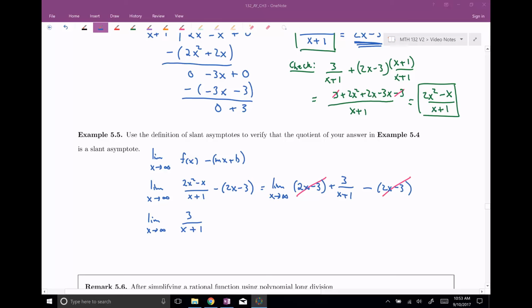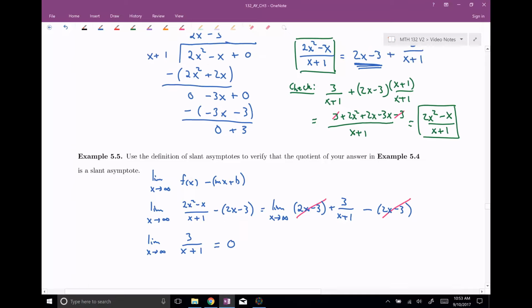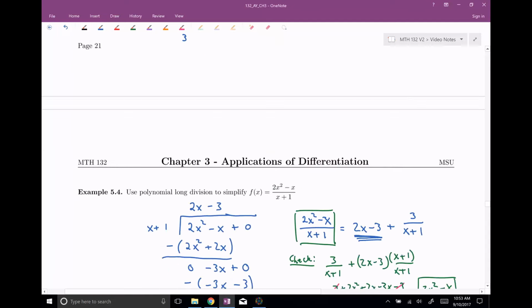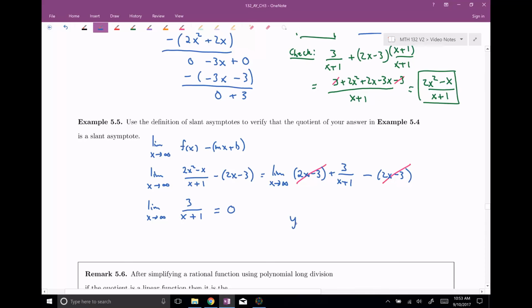And now we're in really a horizontal asymptote style question, right? The degree of the numerator is 0, the degree of the denominator is 1, and so therefore as x goes to infinity, this is going to go to 0. Which is exactly the definition for the slant asymptote, right? If this thing goes to 0, then whatever this y equals mx plus b is, that is a slant asymptote. So therefore, in this case, y equals 2x minus 3 is a slant asymptote.